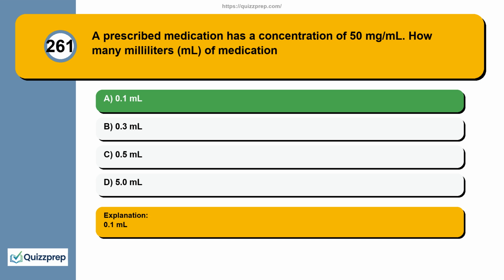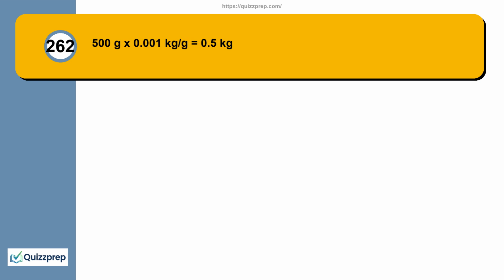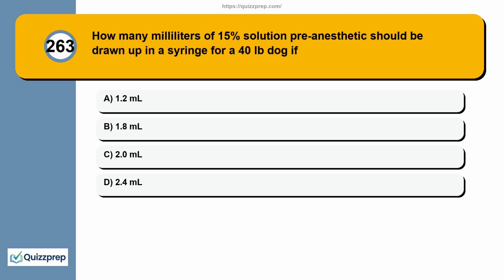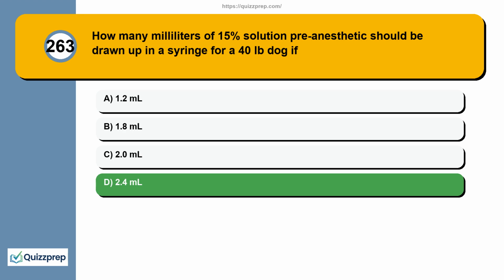0.1 ml. Question 262. 500 g x 0.001 kg/g equals 0.5 kilograms. Option. The correct answer is option Nan. Question 263. How many milliliters of 15% solution pre-anesthetic should be drawn up in a syringe for a 40-pound dog? Option A, 1.2 ml. Option B, 1.8 ml. Option C, 2.0 ml. Option D, 2.4 ml. The correct answer is option D, 2.4 ml.